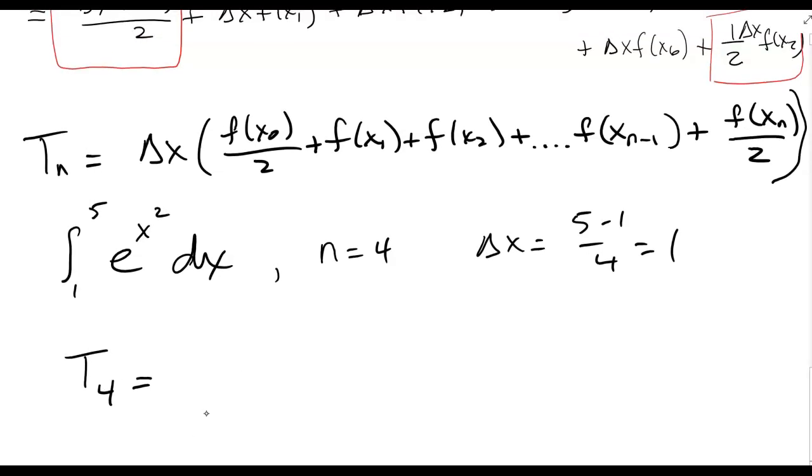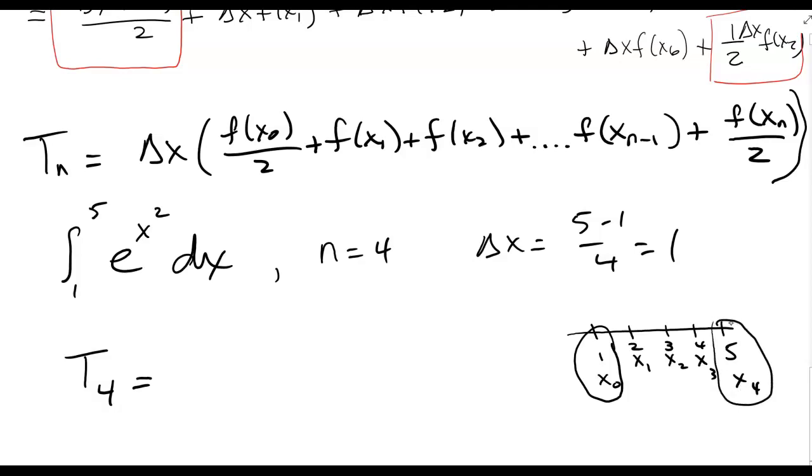My delta x is just 1. So I need f of x. What's my initial value? Think of it as we're going from 1 to 5, right? 2, 3, 4. So that's x sub 0. If your boundary goes from 1 to 5, your x sub 0 is your initial value of 1, and your x sub n, in this case 4, is my last value of 5.